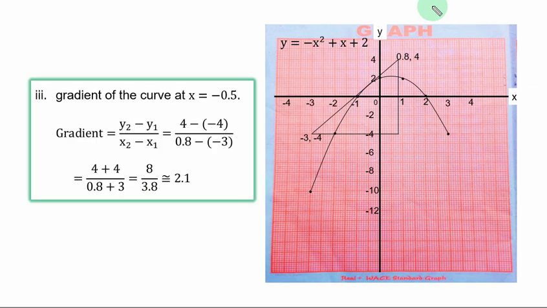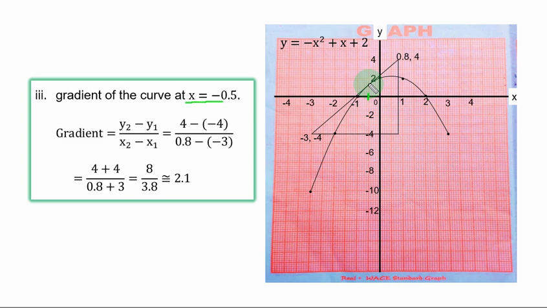Figure 3 of part C: the gradient of the curve at s equals minus 0.5. By the scale you are using, one line is equal to 0.1 on the x-axis. So this point is minus 0.5. You trace it to the curve and you draw a tangent. You draw the tangent to any length of your choice, but not outside the graph.